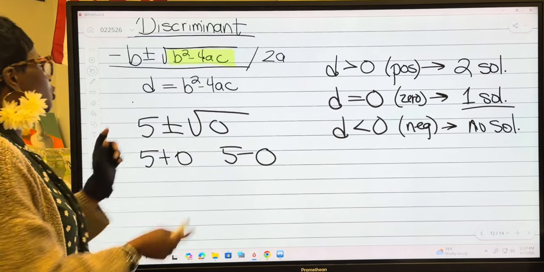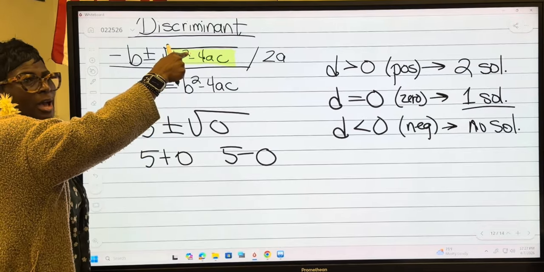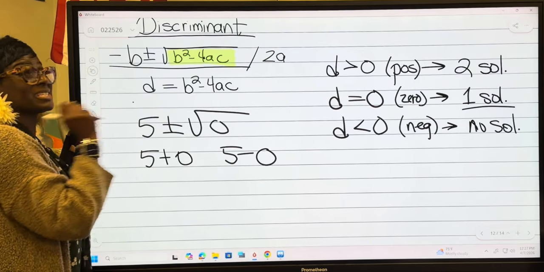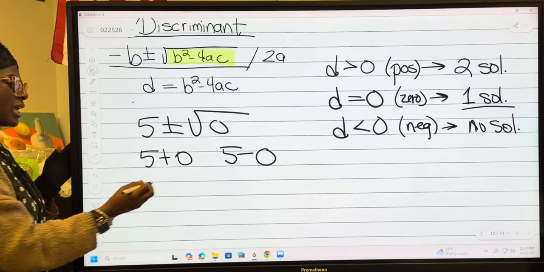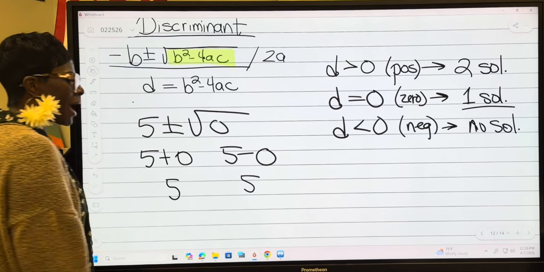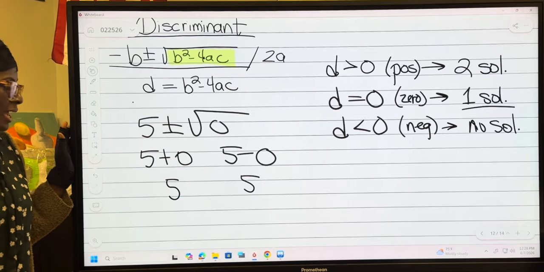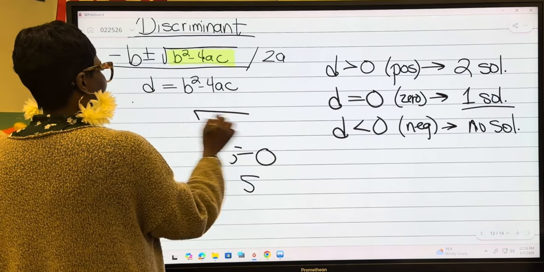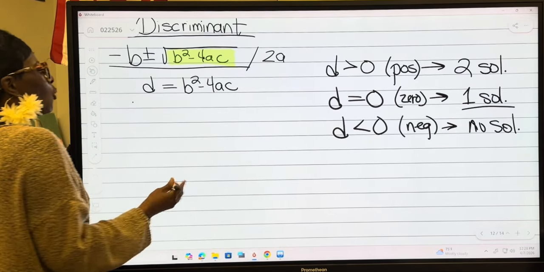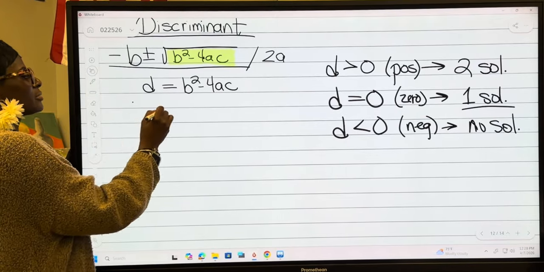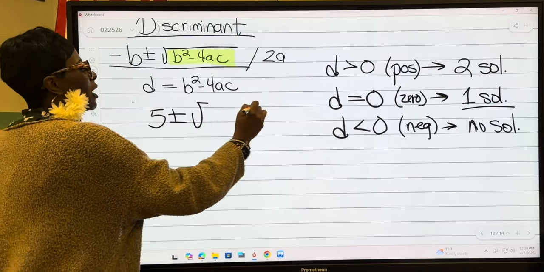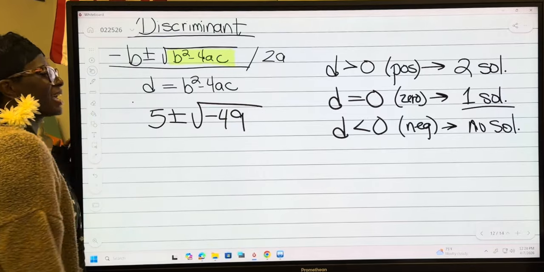So what if my discriminant is positive? How many solutions am I going to have? 2. What if my discriminant is 0? How many solutions am I going to have? 1. Because they're going to come out to be the same thing twice. So that means we only really have one solution. Are y'all following? Yes? All right, last one. Let's look at this negative. What if I have 5 plus or minus the square root of, let's say, a negative discriminant?